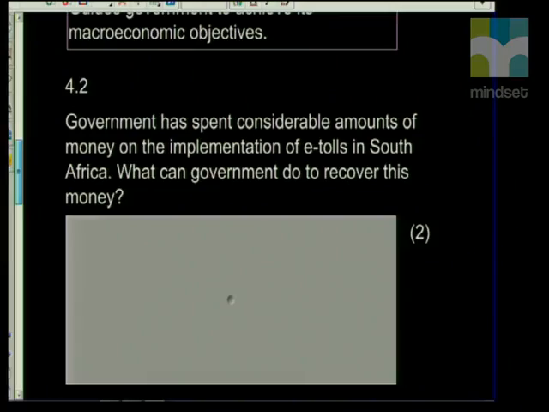Question 4.2 says, government has spent considerable amounts of money on the implementation of e-toll in South Africa. What can government do to recover this money? Yes, it's a very hot topic, eh? But remember, you are sitting alone there, you are writing. Nobody's going to see what you wrote, but if it makes sense economically, then we give marks for that. Let us see what we say here.